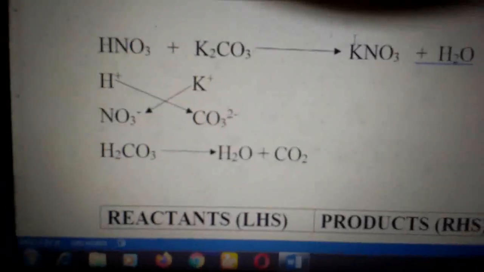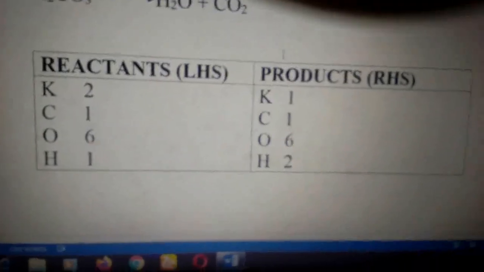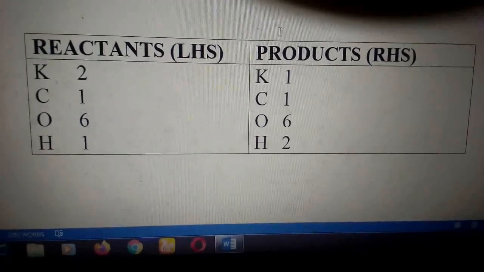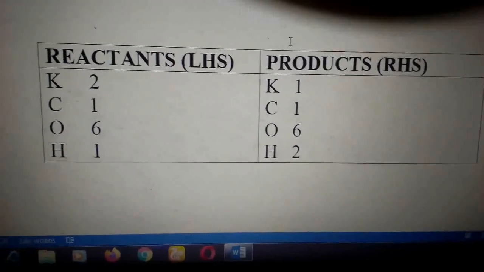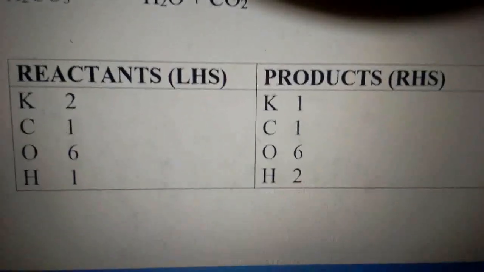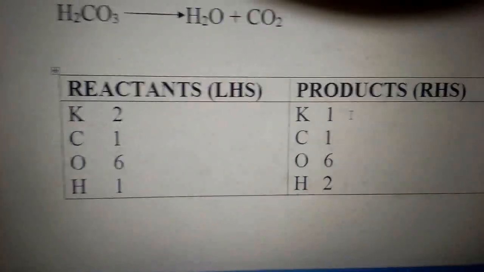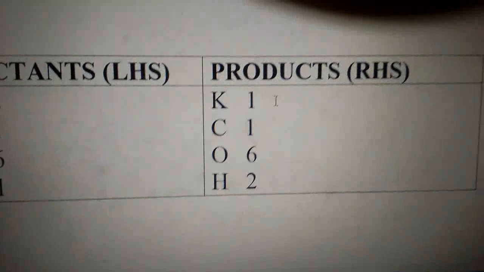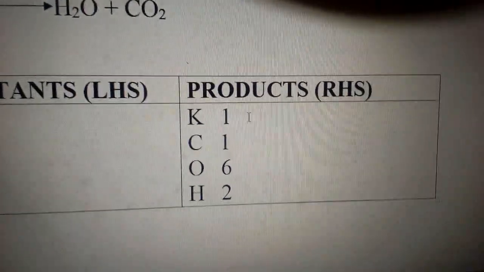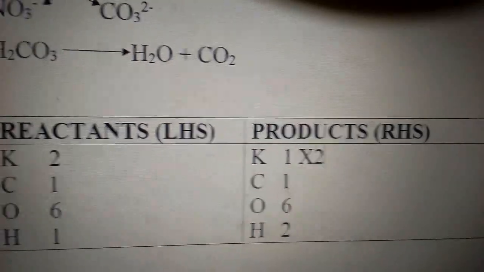So having done that, let's go to the table. Check the balancing. Potassium is 1 on one side and 2 on the other side. Carbon is 1 on both sides. Oxygen is 6, hydrogen is 1 and 2. So hydrogen and potassium are not balanced. You start with either hydrogen or potassium. Let me start with potassium. The product side of potassium is smaller, 1. So to increase it, I multiply that 1 by 2.